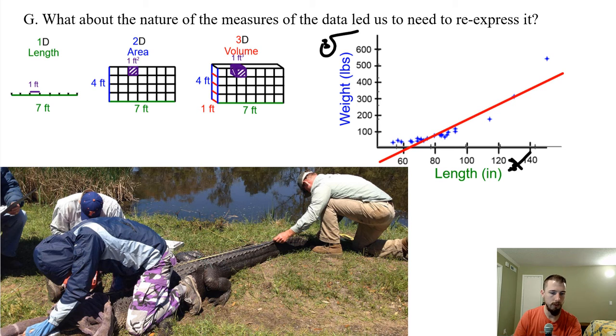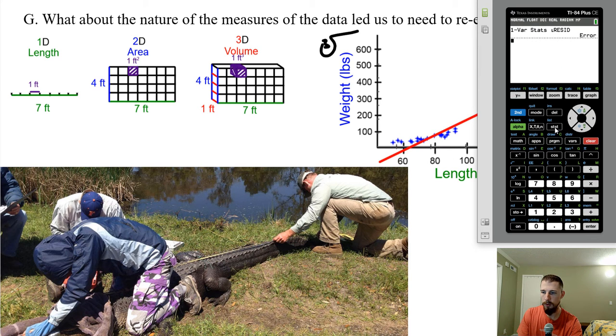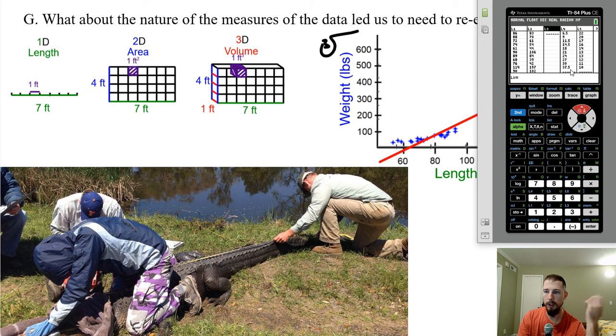So let's do that real quick. Go to stat and then edit. For list 3, I've already done mine, so I'm going to clear it out. Arrow up to the list name itself, hit clear, and then hit enter. Now I've cleared out list 3; yours is probably already cleared. So go to list 3, and I'm going to define it as the cube root of list 2.